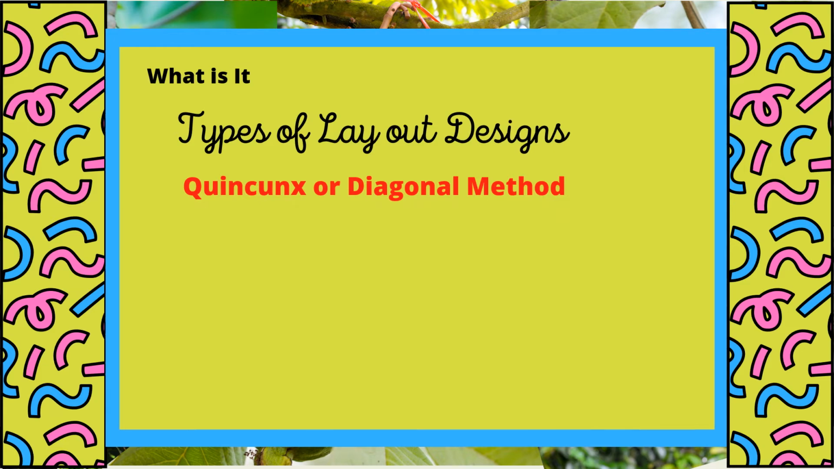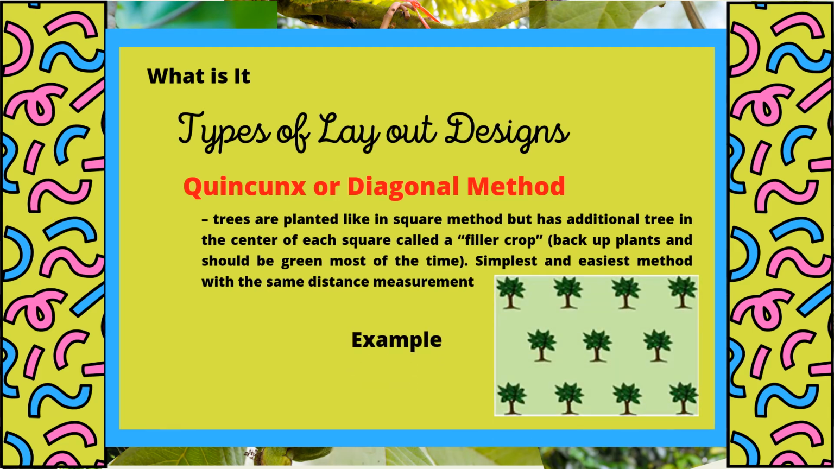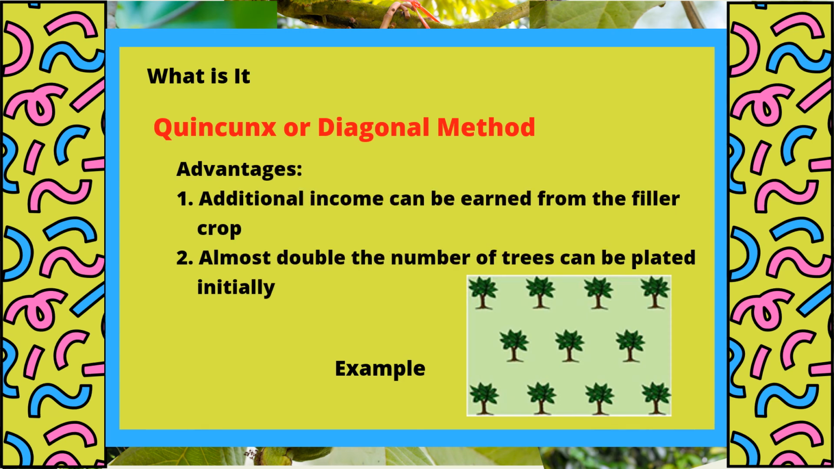Next is the quincunx or diagonal method. Trees are planted like in square method but with an additional tree in the center of each square called a filler crop. Backup plants should be green most of the time. Simplest and easiest method with the same distance measurement. Now look at this one. In the middle you see there are trees planted. It's not wasted anymore.